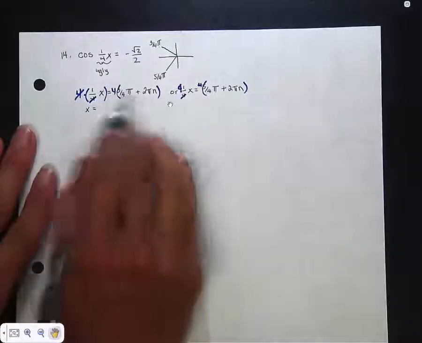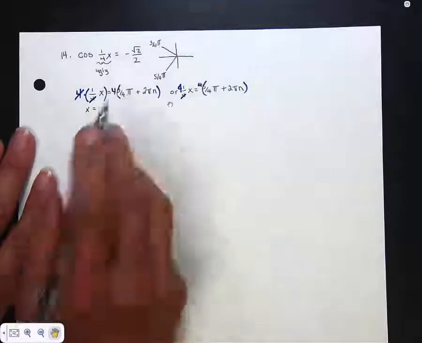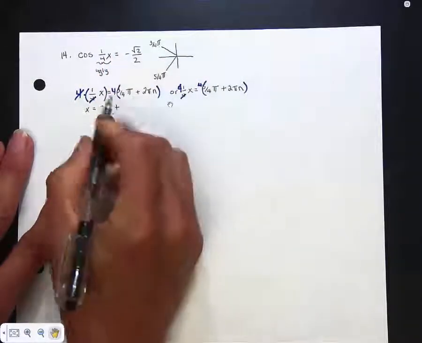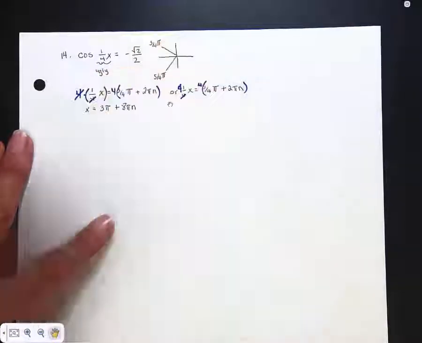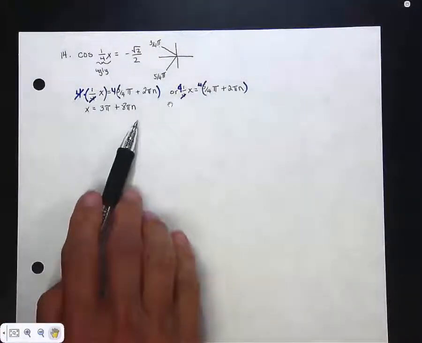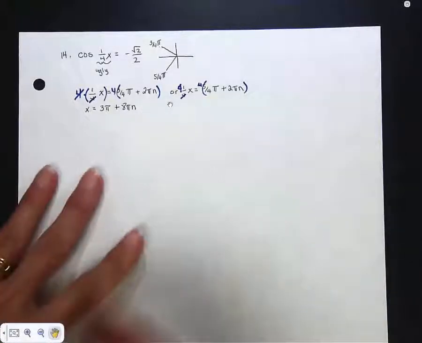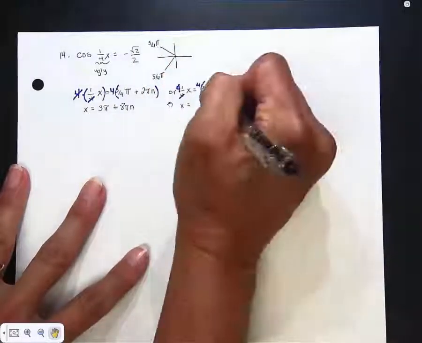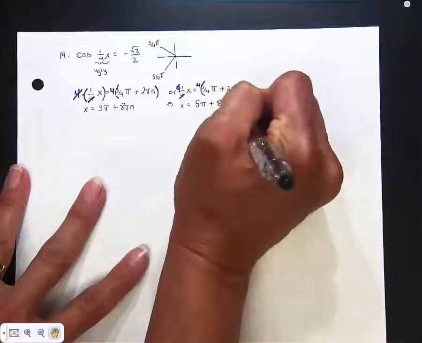On the right-hand side, make sure you distribute that 4 completely. 4 times 3/4 pi is just 3 pi, plus 4 times 2 pi n is 8 pi n. The second solution, or second group of solutions, would be x equals, again, distribute the 4 completely. You get 5 pi plus 8 pi n.